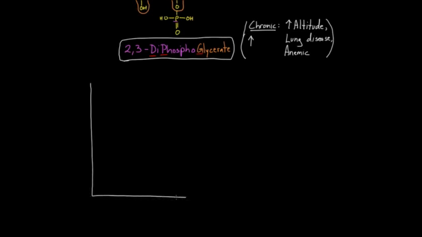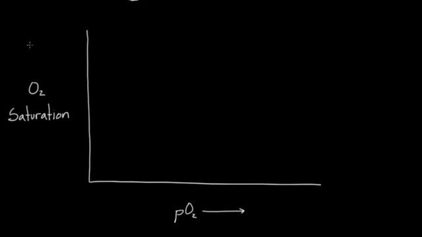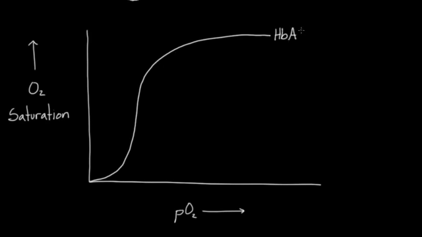Let's just draw out a little graph here. This will be the partial pressure of oxygen on this axis, and this will be O2 or oxygen saturation, looking at how many of those spots on hemoglobin are taken up. So this will be going up that way. Now let's start out with mom's hemoglobin or adult hemoglobin. It has a kind of S shape because of the cooperativity that we've talked about in the past. So this will be hemoglobin adult type, or hemoglobin A.